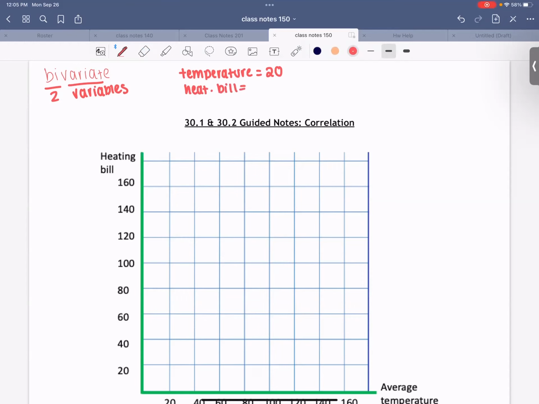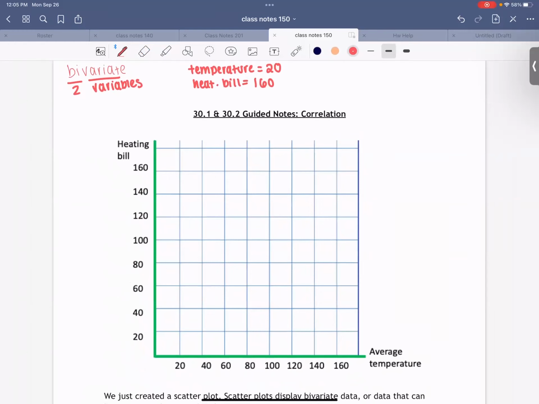What would you expect the heating bill to be, high or low? High, right? Because it'd be really cold outside, you want to turn up the heating bill. So let's say the heating bill is like $160, okay? Well, I can plot that on this graph where the x-axis is the temperature, so 20, and the heating bill is 160. I can plot a point here that represents that data.